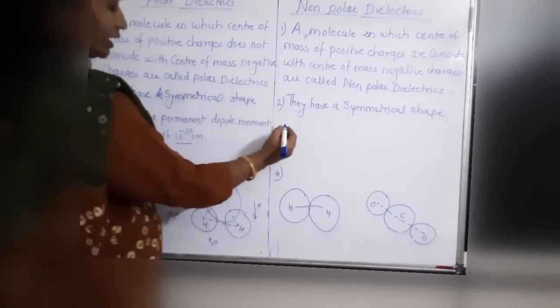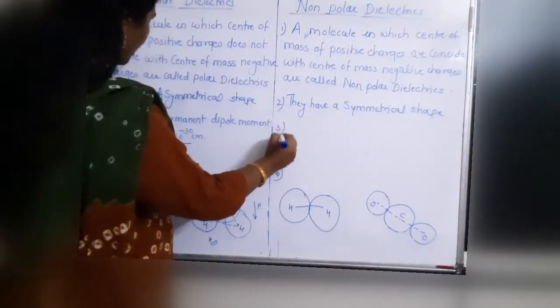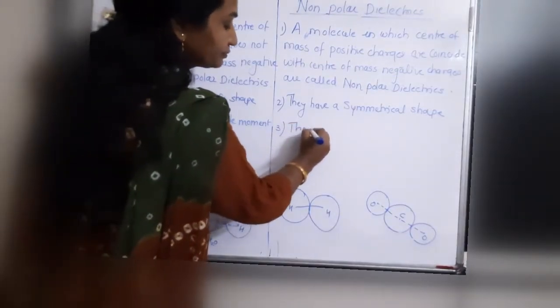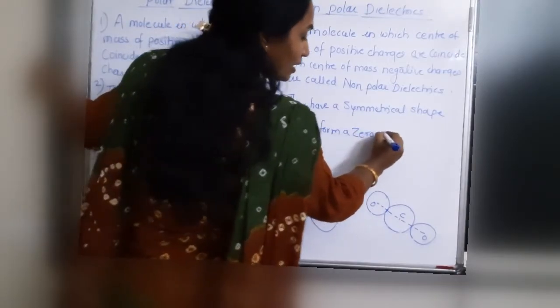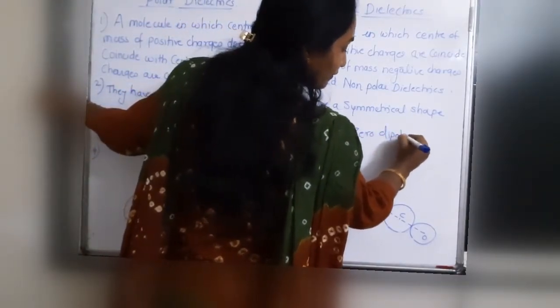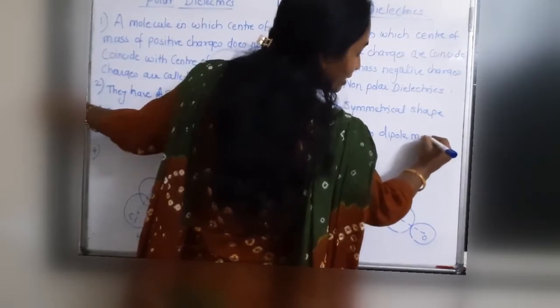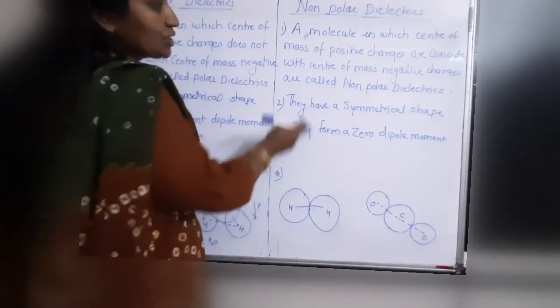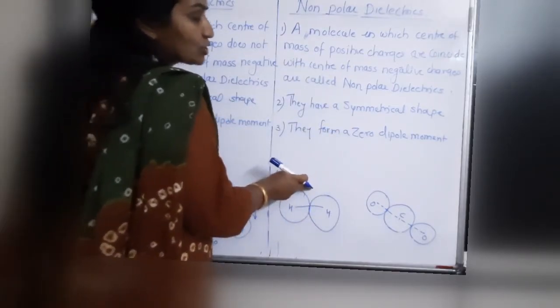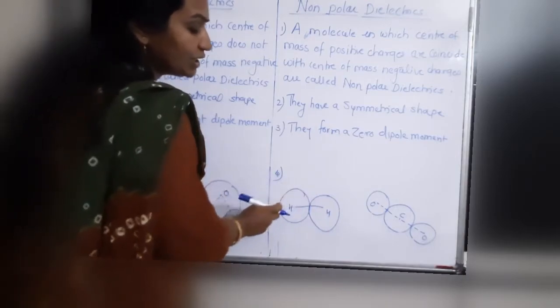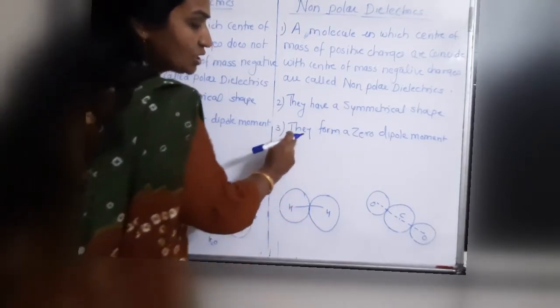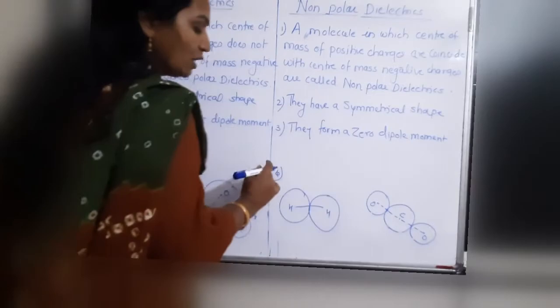And non-polar dielectrics form a zero dipole moment, because the center of mass of the positive charge coincides with the center of mass of the negative charge. The distance between these two charges is zero, so they form a zero dipole moment.